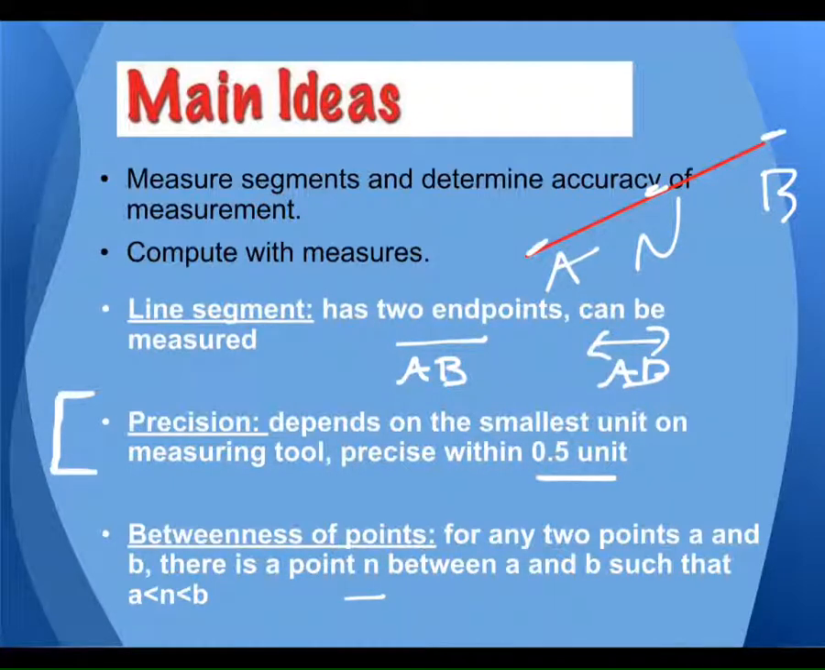It's sandwiched between them. It doesn't have to be directly in the middle. It might be like that. N is between B and A. And why we have this rule is because then we can add two segments together to make a whole segment. So this is the vocab from this first section: line segment, precision, and betweenness of points, or what it means to be between. It just happens to be sandwiched in, not necessarily in the middle, but in between these 2 points.